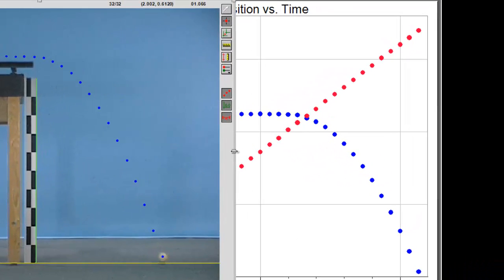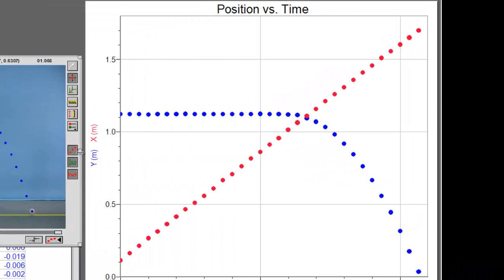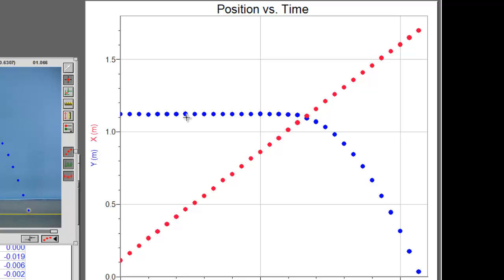Well, let's look at this graph over here. You can see very clearly from the vertical position graph, you can tell exactly when the ball became a projectile, because for all this time it had no velocity, and now it has a velocity. We also notice that this motion is curved. It is parabolic. We remember that means that it is accelerated motion.